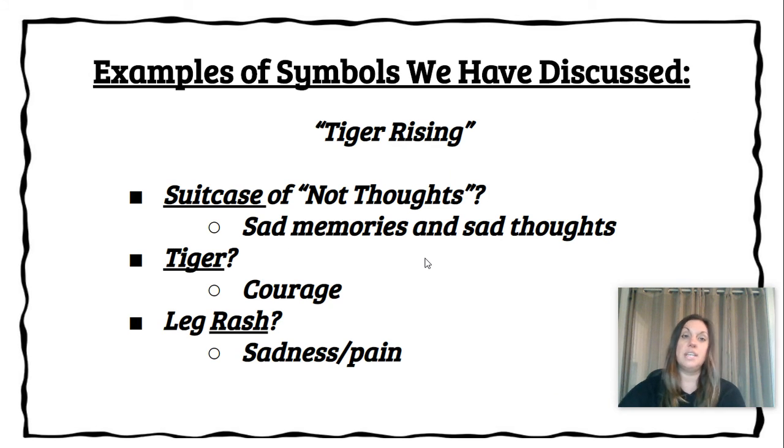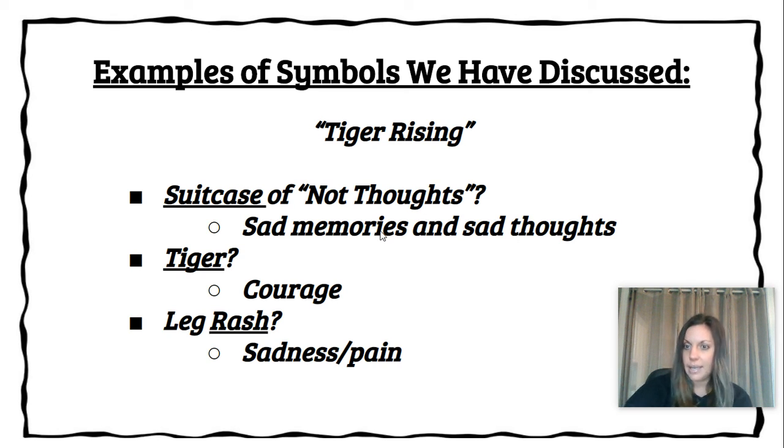I'm going to switch to the next slide. Some of the symbols, I consider a small detail, a small object, and some of these got repeated often. For example, the suitcase of not thoughts. Does it represent the bigger idea of sad memories and sad thoughts? That kind of led us to some possible themes when we were discussing that story.